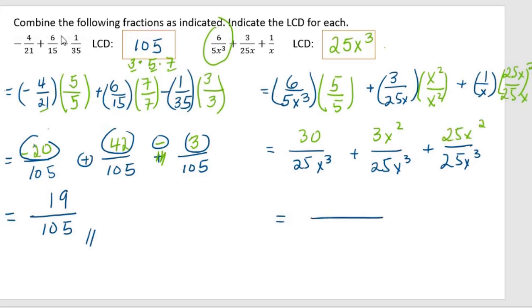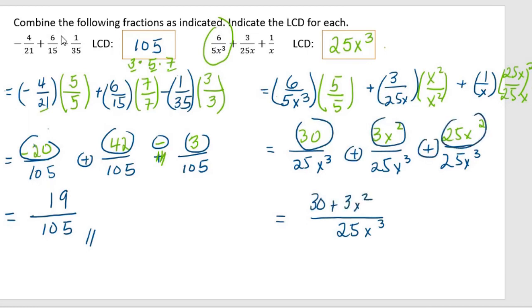The answer won't look quite as tidy here, but it still has a single denominator. And all we'll do is the arithmetic in the numerator. We'll have 30. And then what are we adding? We're adding 3x squared. I'm going to write it out carefully here. And finally, we're adding 25x squared.